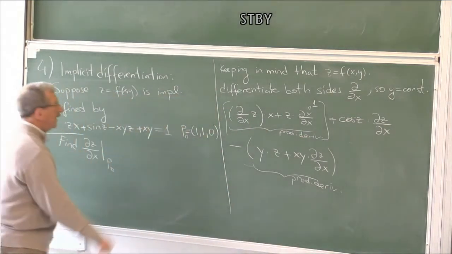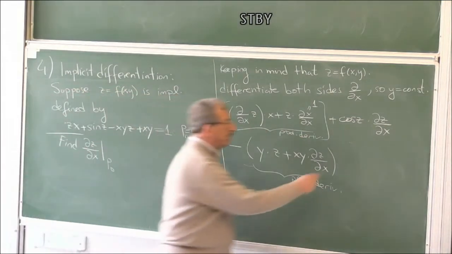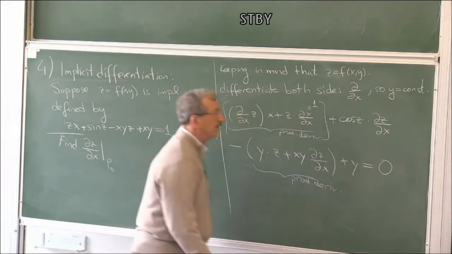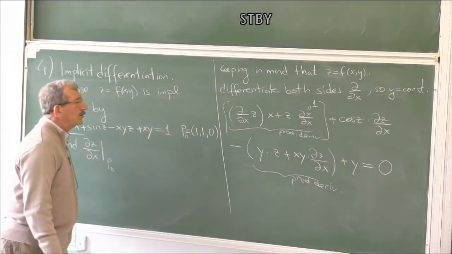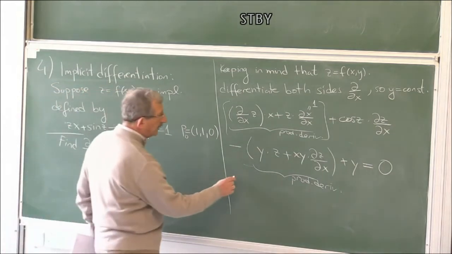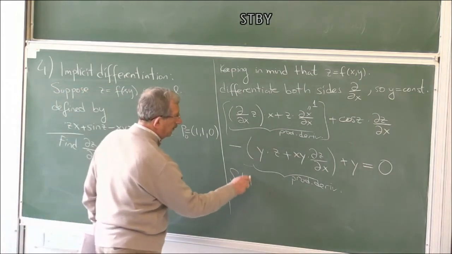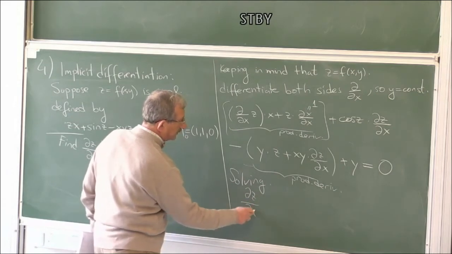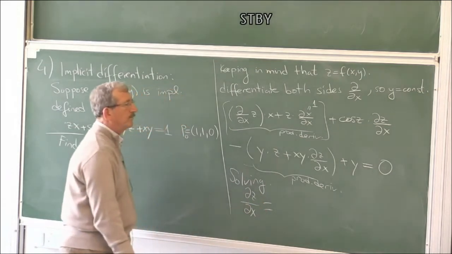Okay. And then we have xy. Well, its derivative is easy, just y. And on the right side, we have 0. So from here, we can solve del z del x.